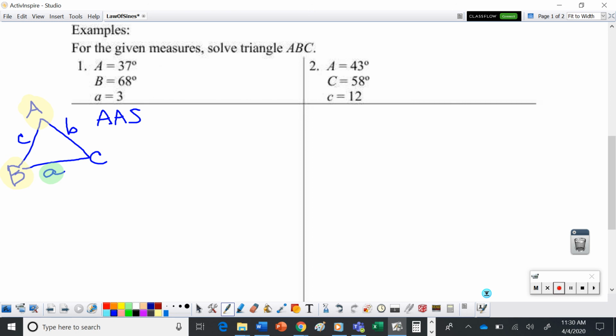Now the next thing I'm going to do is set up my answer table. My answer table is not super elaborate. I have the angle measures over here, and I'll have the side lengths over here. Now, angle A is 37 degrees. Let's just do this.